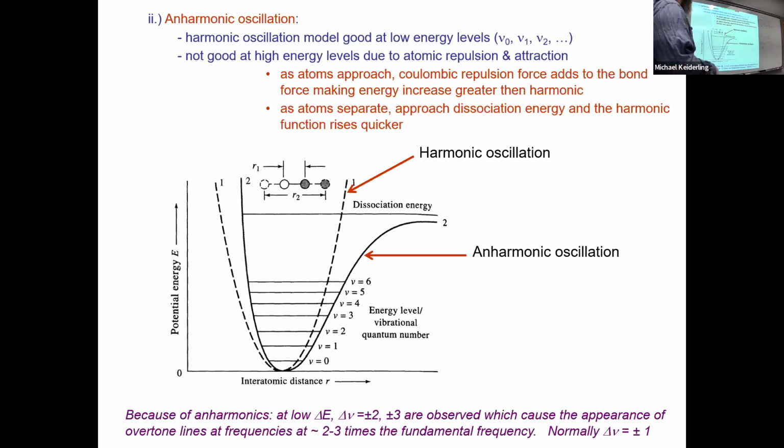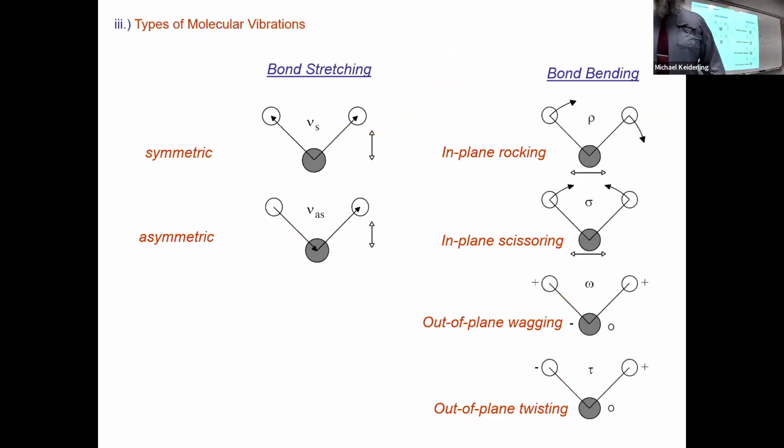But because of anharmonicity, at low delta E, delta v of plus or minus 2 and plus or minus 3 are observed, which causes the appearance of overtone lines at 2 or 3 times the fundamental frequency. Normally delta v is plus or minus 1. So you will usually see plus or minus 1 for delta v, but sometimes you'll see 2 and 3 because of these anomalies.